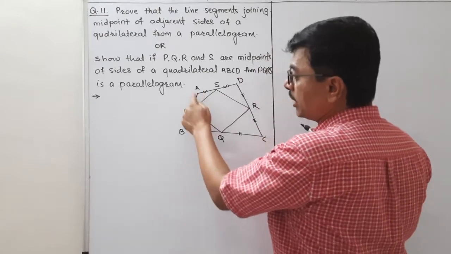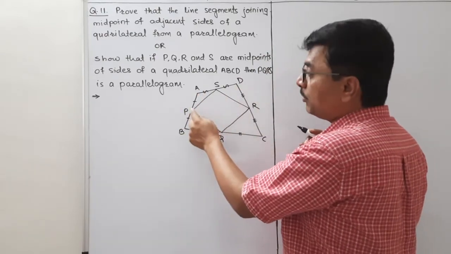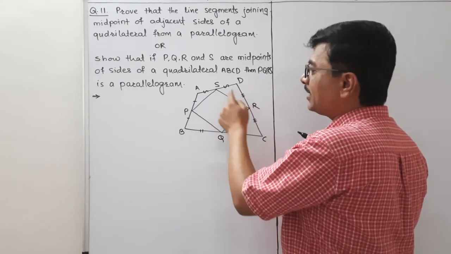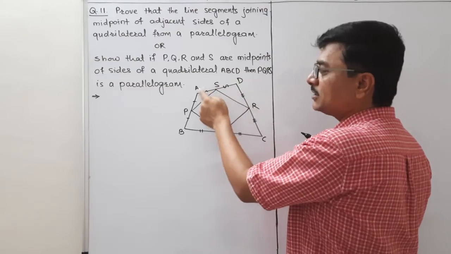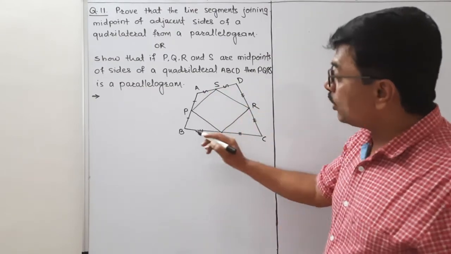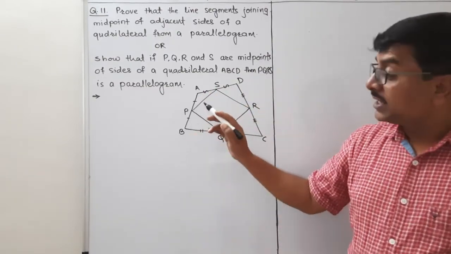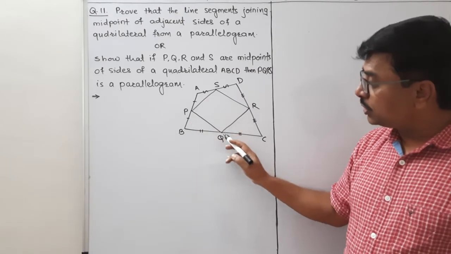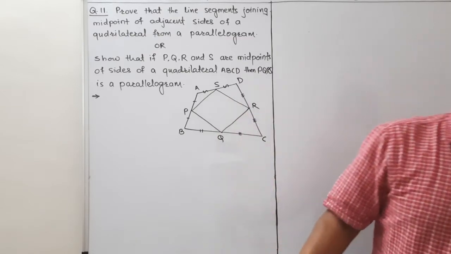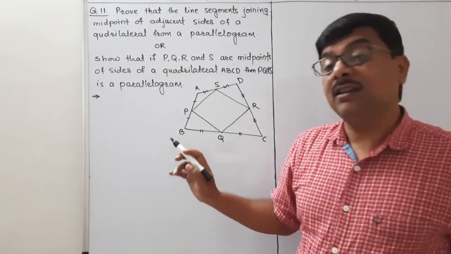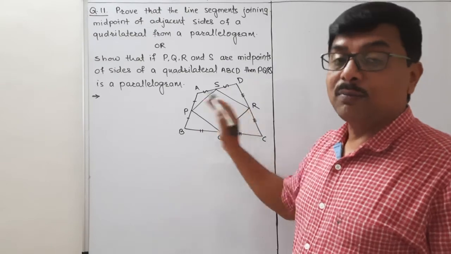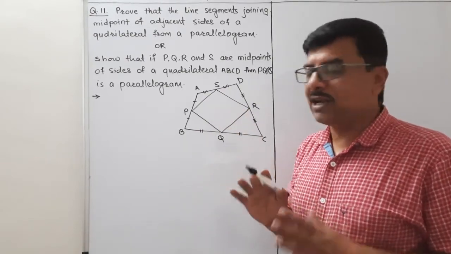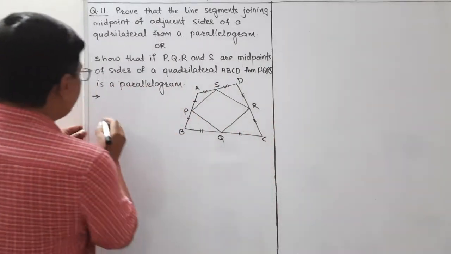Now suppose this ABCD is a quadrilateral and P is a midpoint of AB, Q is the midpoint of BC, R is the midpoint of CD and S is the midpoint of AD. If you join these midpoints P, Q, R, S respectively, then the formed quadrilateral is a parallelogram. तो इसके लिए हमें मिड पॉइंट फॉर्मूला यूज करना है. मिड पॉइंट फॉर्मूला हम यहां पर यूज करेंगे.